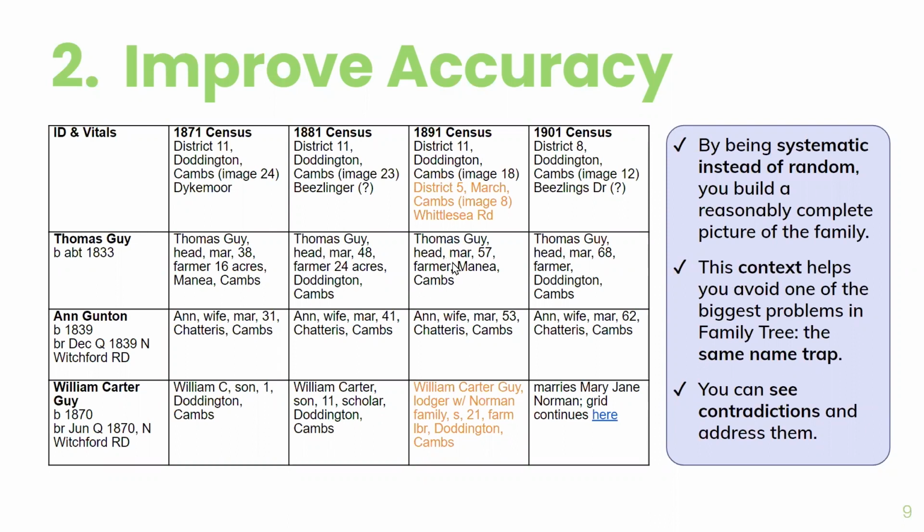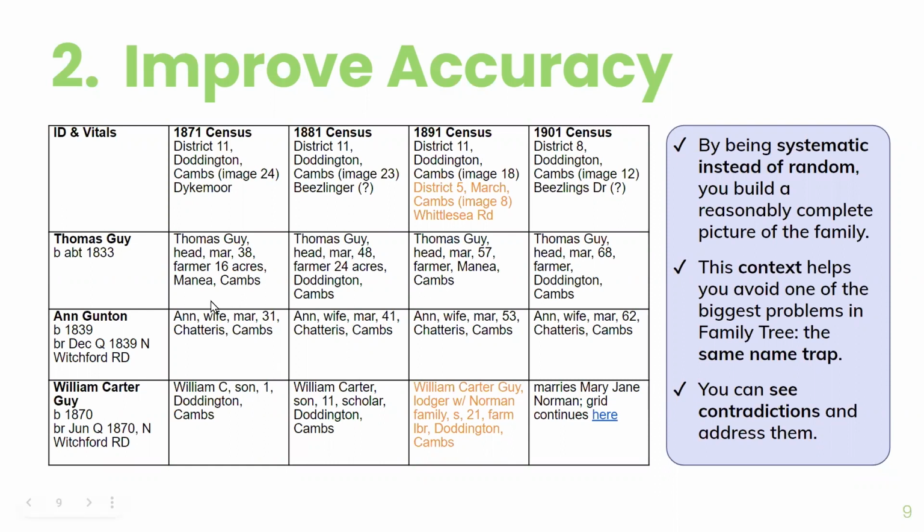So for instance, you might run across a Thomas and an Ann in the tree, but maybe they're from Yorkshire. Well, because you've built out this grid, you say, wait a second, this Thomas and Ann are from Cambridgeshire, and the other one's from Yorkshire, and so they're probably not the same person. And so that context can help you avoid lots of the common mistakes. And then also the timeline grid helps you see contradictions so that you can address them.